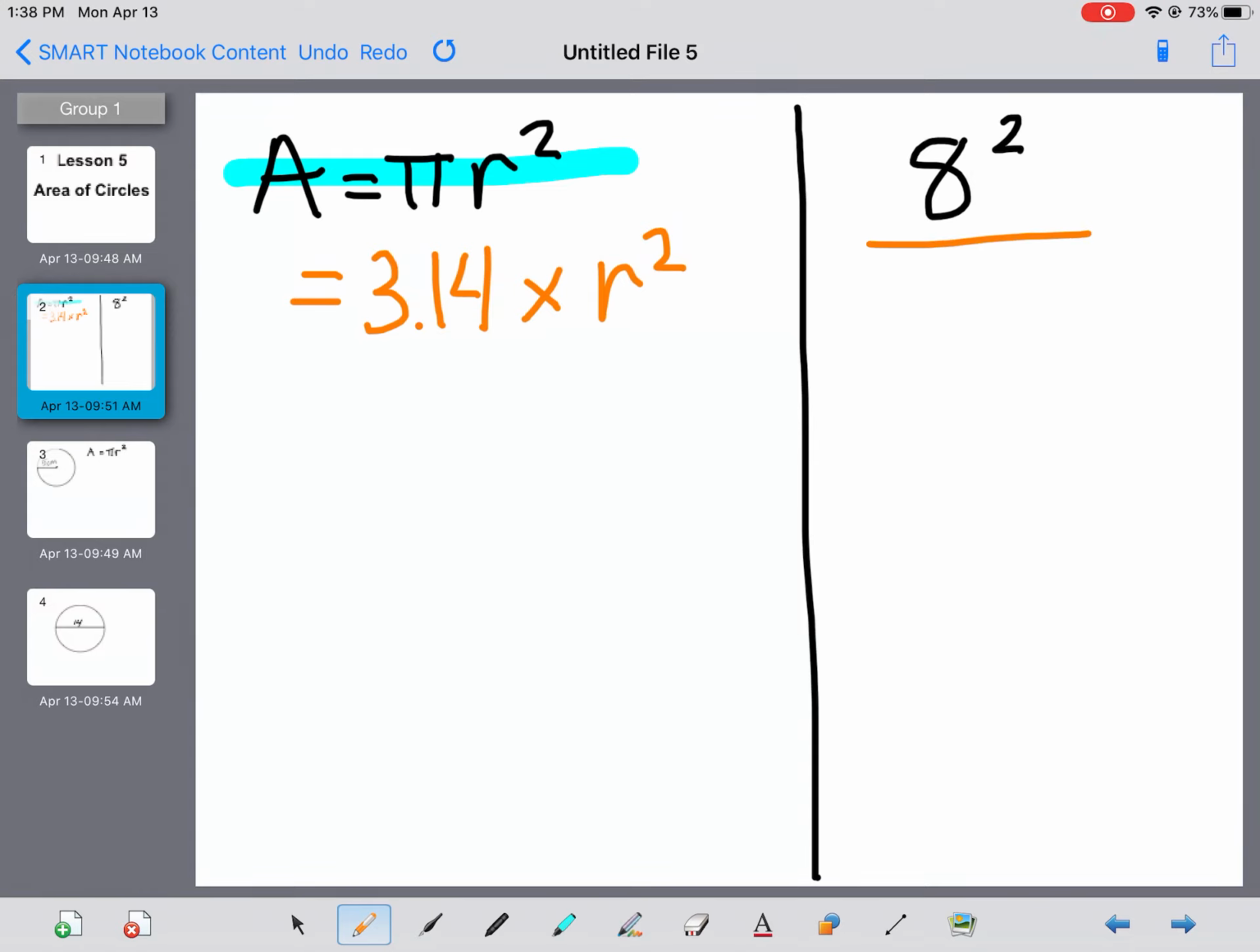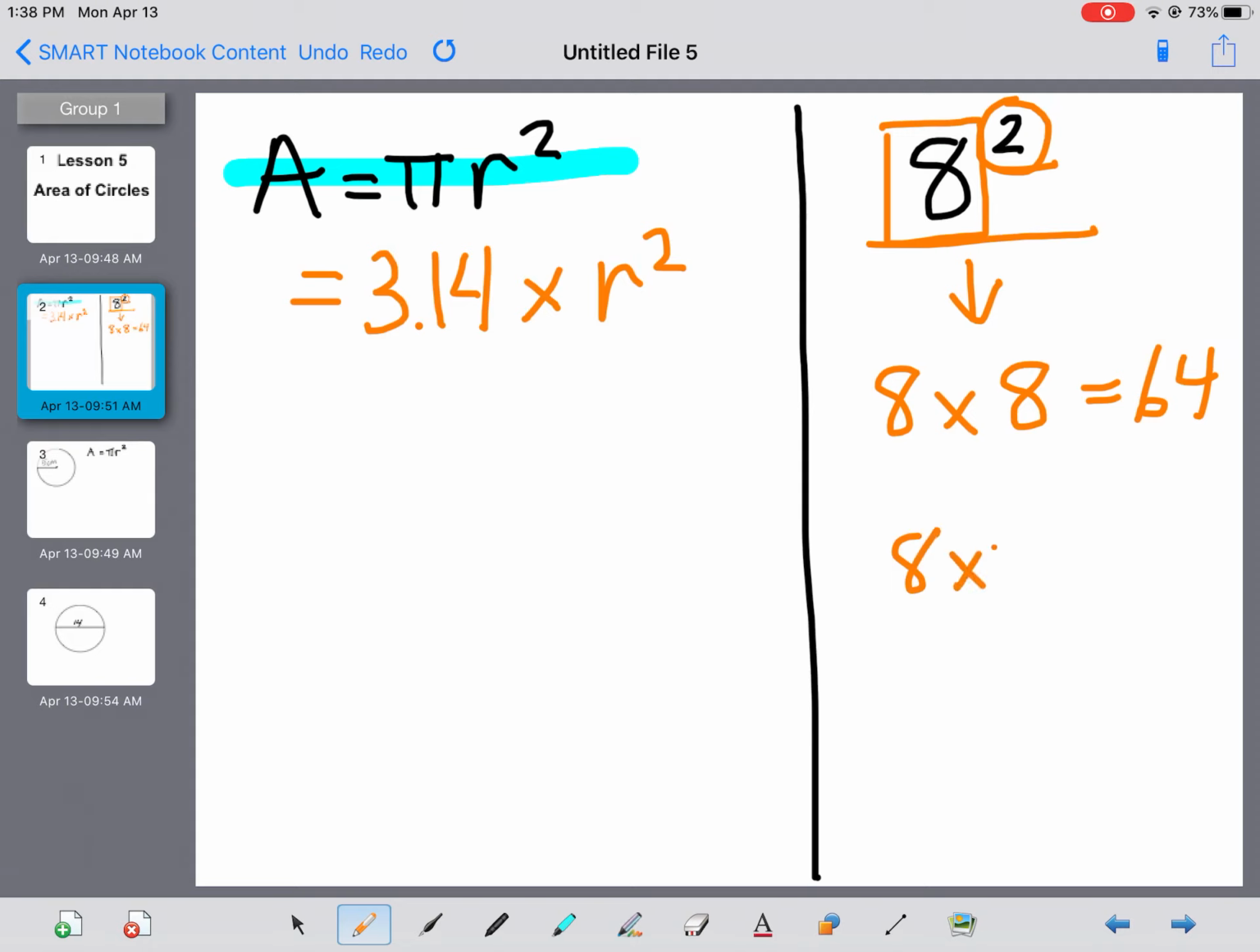Now a bit of a review for what it means to square something. We've done this before when we looked at exponents. So here I have 8 squared. And what the exponent, the little 2 up at the top, tells us is how many times to multiply the base number by itself. So 8 squared is the same thing as 8 times 8. We take the base number and multiply it by itself the number of times that the exponent tells us to. Okay, so 8 squared is the same as 64.